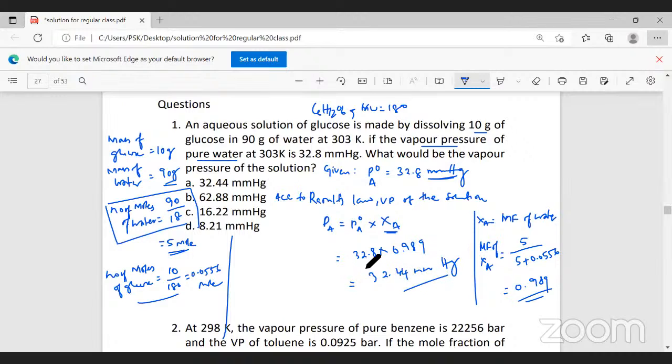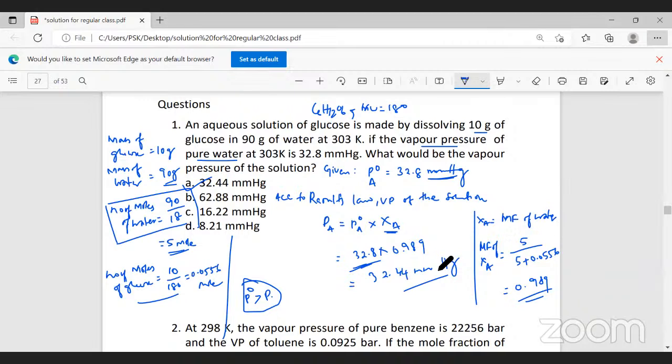The vapor pressure of pure water is 32.8. The vapor pressure of its solution decreases. We always learned P naught is greater than P: the vapor pressure of a pure component will be greater than the vapor pressure of a solution. This is the vapor pressure of water, 32.8, but when you add 10 grams of glucose, the vapor pressure decreases to 32.44 millimeters of mercury. Hence, the answer for this question is option A, 32.44 millimeters of mercury.